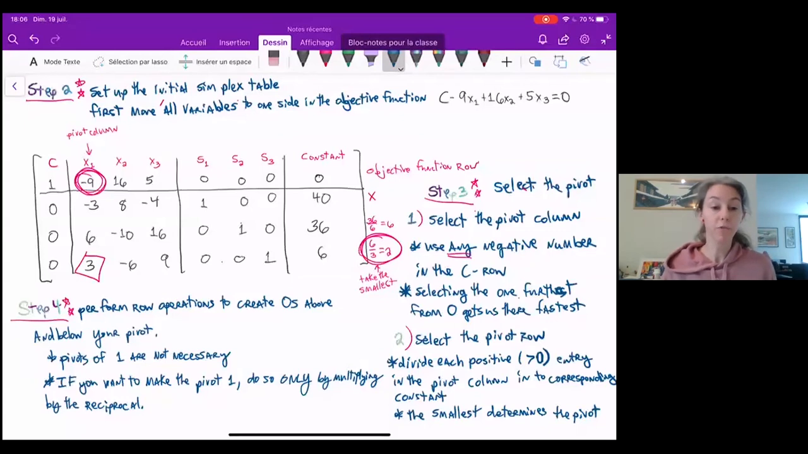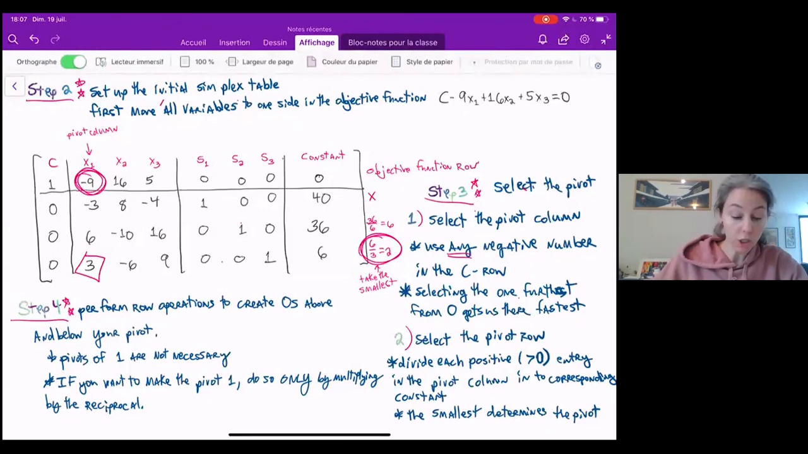Okay, so step 4 is to perform row operations to create zeros both above and below your pivot. Now pivots of 1 are actually not necessary. We can do row operations to make zeros even if you have really gross numbers. If you want to make the pivot 1 though, I advise you to only do it by multiplying by the reciprocal. Don't try to add some value or subtract some value from another row. That's actually really dangerous when you're doing the simplex algorithm. That said, this 3 is actually a really good pivot since every single thing in that column is a multiple of 3.